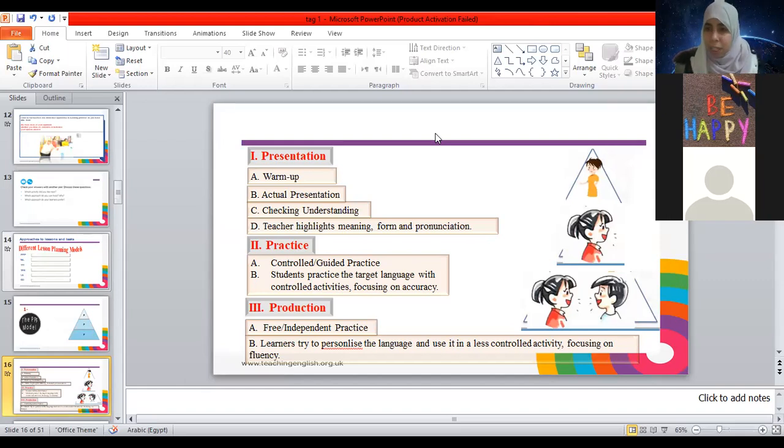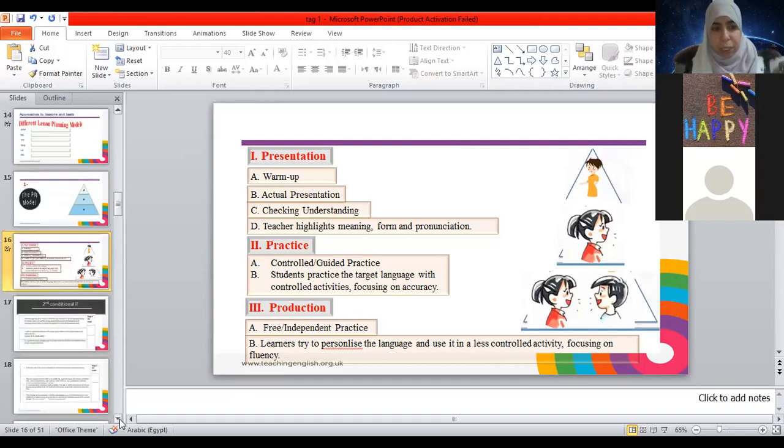Presentation, it's all about the teacher. He gives the presentation, highlights the form, pronunciation, meaning, and checks understanding. In stage number two, it's about the students, but in a controlled way. I have to give them controlled activities, check their mistakes and correct their mistakes, because I focus on accuracy. And the last one, production. Again, the students practice in a free way because the teacher focuses on fluency, okay? And here you can personalize the activities or the tasks. This is for PPP, okay?